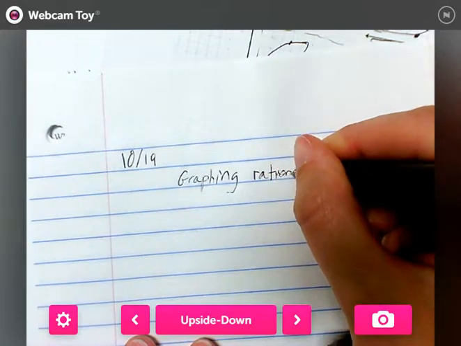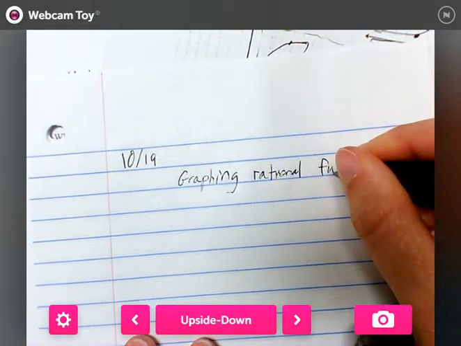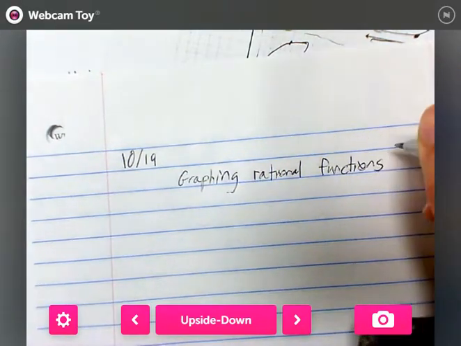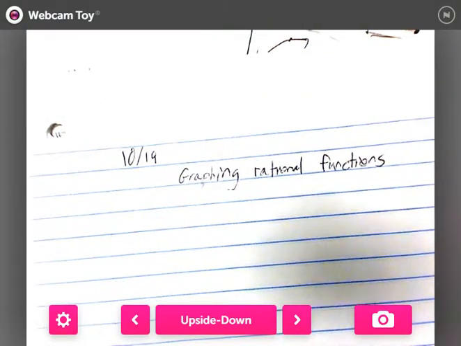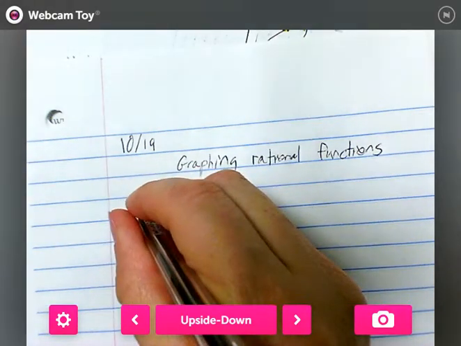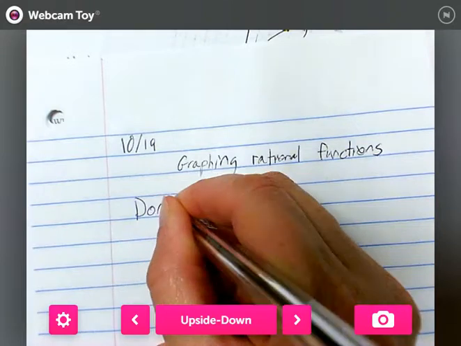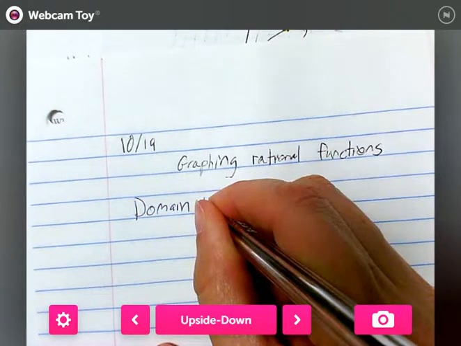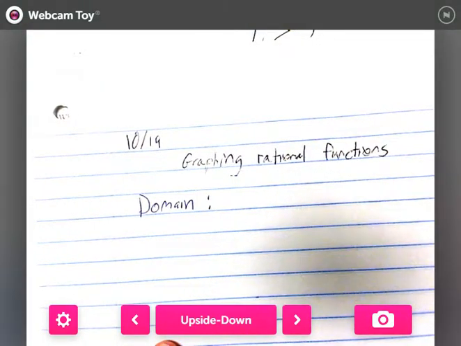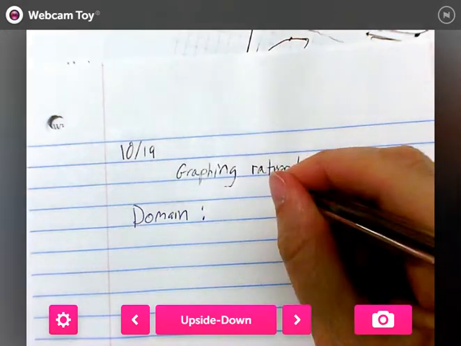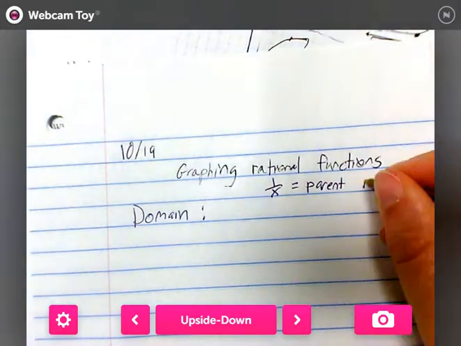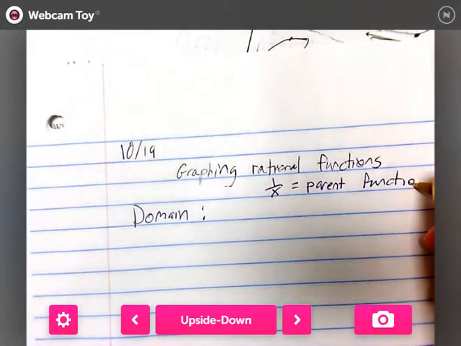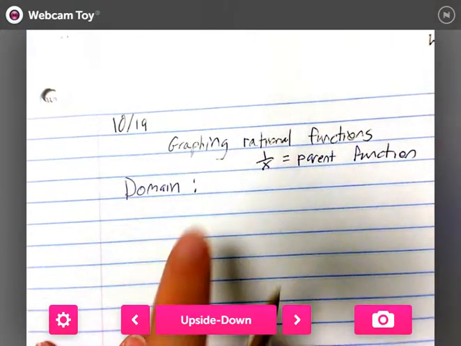Rational functions. There we go. Okay, so we've talked about domain. We did not talk about range. So we've talked about domain. And so we're going to use 1 over x. This is our parent function. And we're going to kind of use that as an example. We're going to write down the example and then what it means.